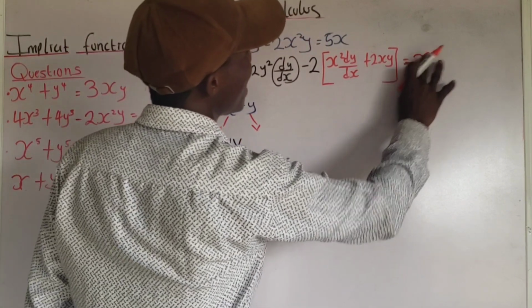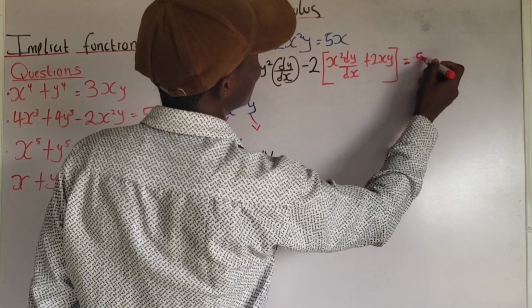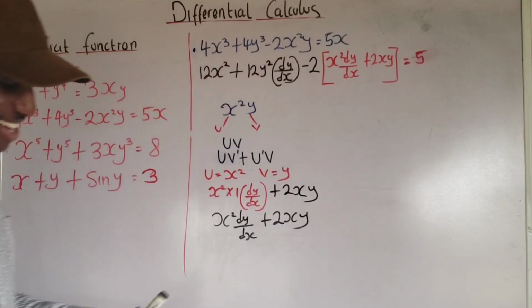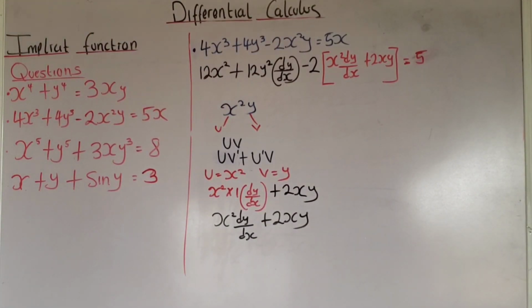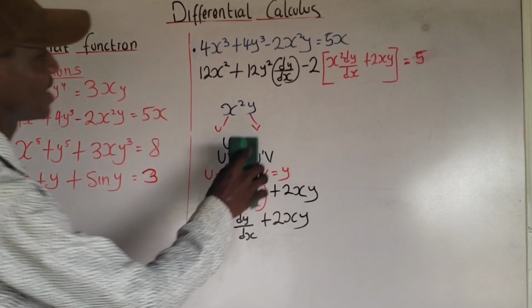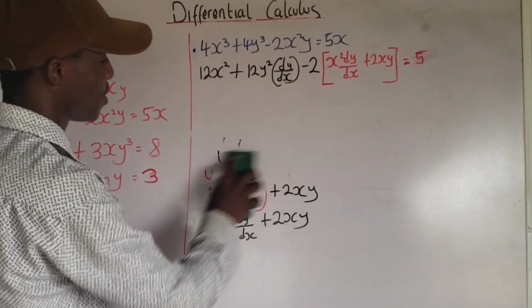Okay, sorry. Take the derivative of 5x, that is 5. Okay, now let us proceed. For this, I can erase this now since we are done.